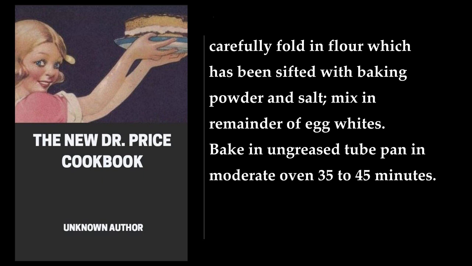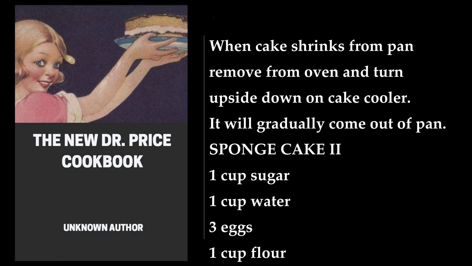Bake in ungreased tube pan in moderate oven 35 to 45 minutes. When cake shrinks from pan, remove from oven and turn upside down on cake cooler. It will gradually come out of pan.